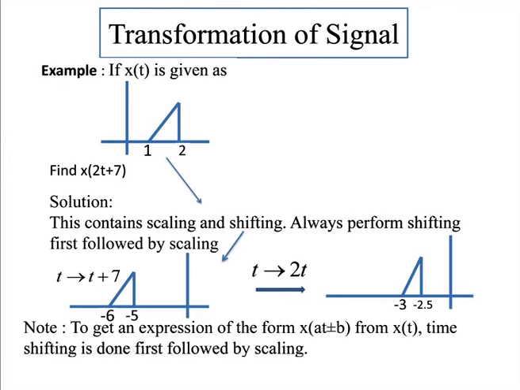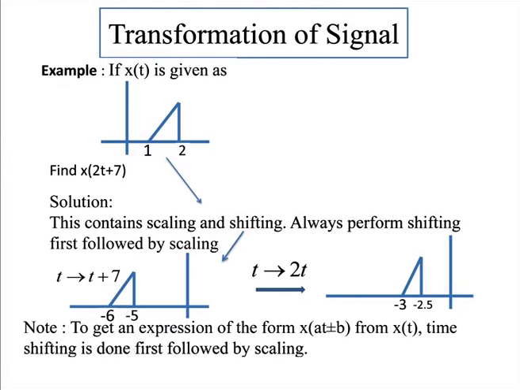So, for x(2t+7), we will first take x(t) to x(t+7). We will shift in the time axis and then scale. If we do t equal to t plus 7, it means again we have to subtract: minus 7, so 2 minus 7 is minus 5, 1 minus 7 is minus 6. Then after shifting, we will scale by 2. If we scale by 2, the signal will compress in the time scale, as we have already seen in the earlier slides. The new signal will be at minus 2.5 and minus 3, because we have to divide minus 5 by 2 and minus 6 by 2.